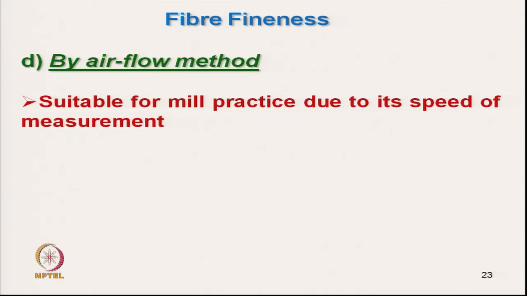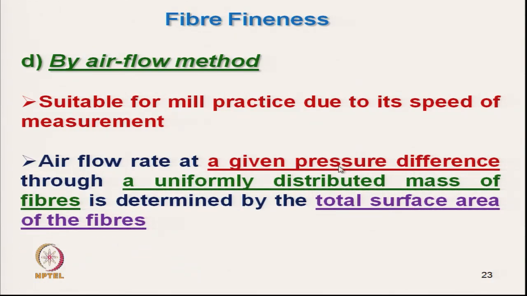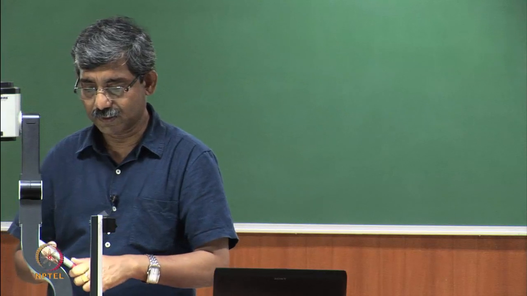It is a very fast technique, and it is suitable for mill practice due to its speed of measurement. So, we get a rough idea of fiber fineness, fiber mass per unit area, unit length, or even its diameter. Basically, air flow rate at a given pressure difference through a uniformly distributed mass of fiber is determined by the total surface area. Now, let us see the analogy we can make.